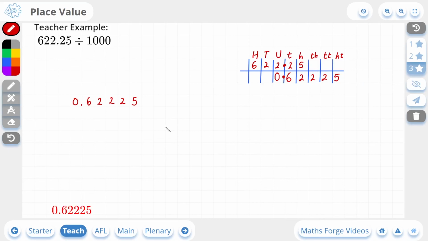Just remember, when you're multiplying by a 1 and a bunch of zeros, the numbers move to the left. When you divide by a 1 and a bunch of zeros, the numbers move to the right by how many zeros you have. If you have 2 zeros, the numbers move to the right by 2 spaces. If you have 3 zeros, the numbers move to the right by 3 spaces, and to the left if you're multiplying. And that's it for place value.